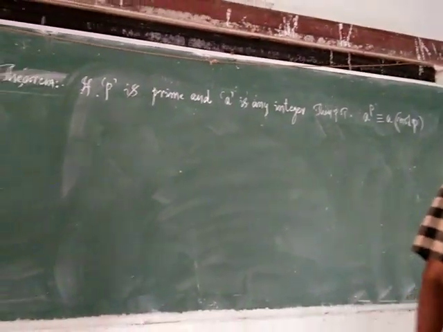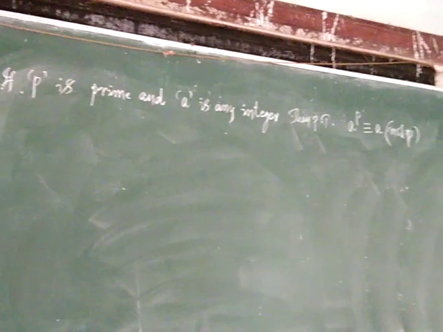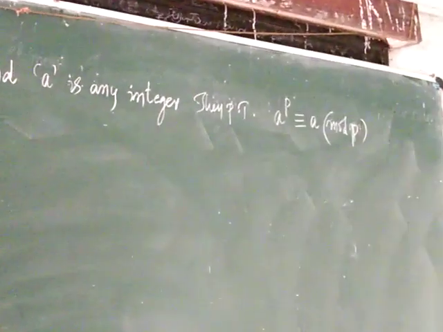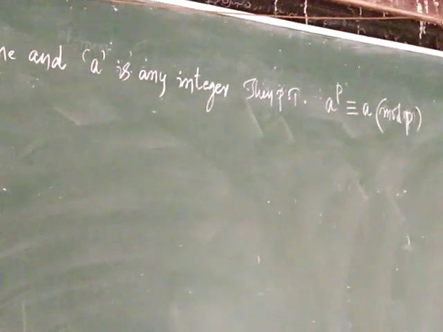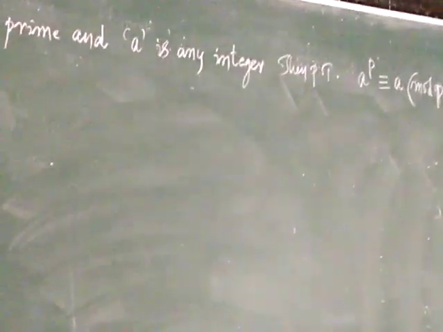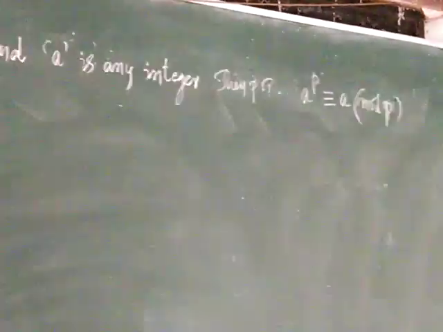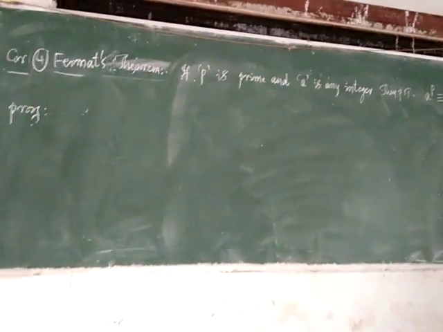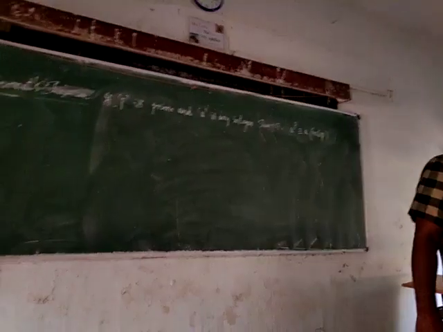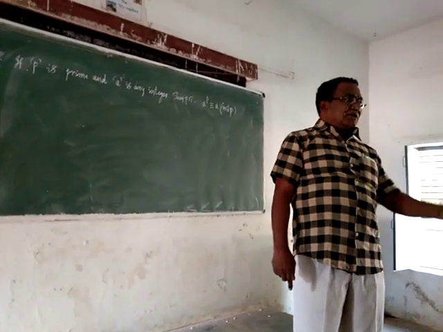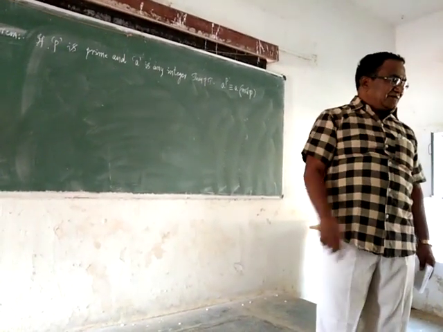It is given that P is a prime number and A is any integer. Then we want to prove that A to the power P is congruent to A mod P. So what is A here? A is any integer and P is a prime number. So what may be the possibilities here between A and P?